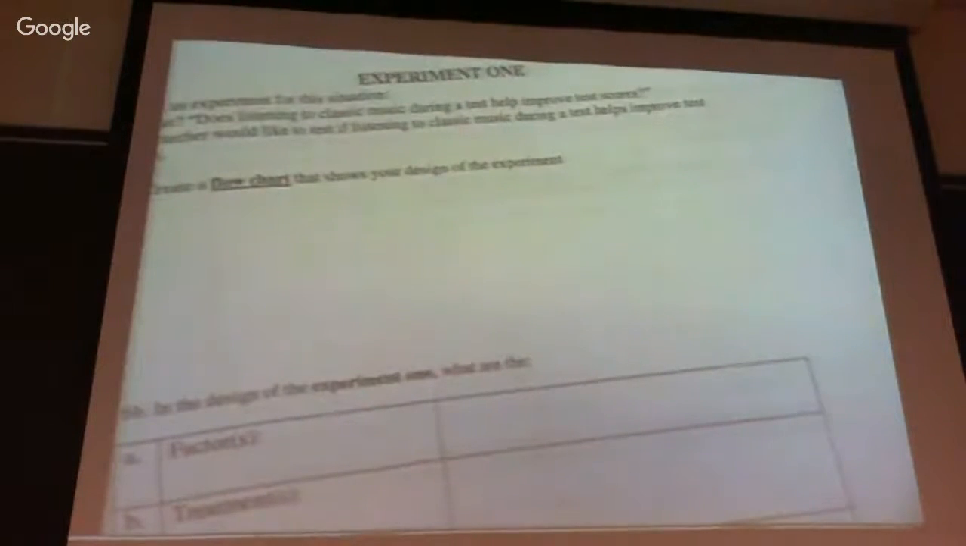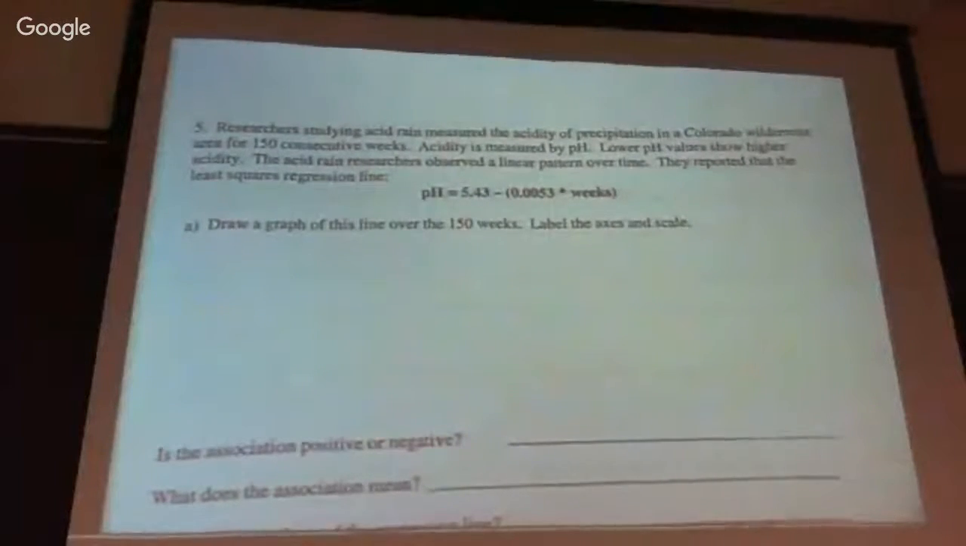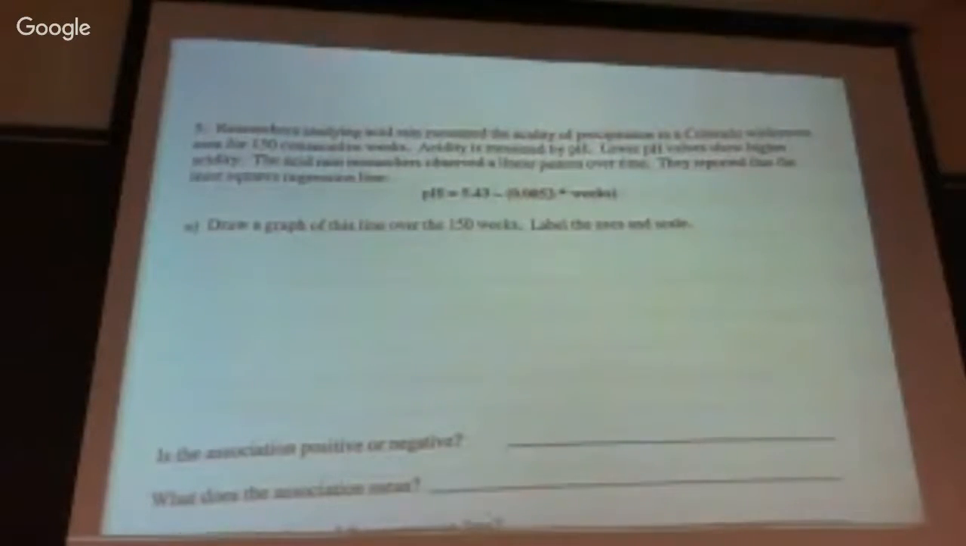And if you've been working on the review, which I hope you have, it's question 5. Okay? So I want to cover question 5. Question 5 says, researchers studying acid rain measured the acidity of precipitation in the Colorado wilderness for 150 consecutive weeks. Acidity is measured by pH. Lower pH shows higher acidity. The acid rain researchers observed a linear pattern over time, and they gave us the least squares regression.